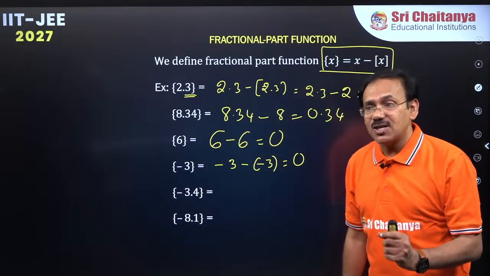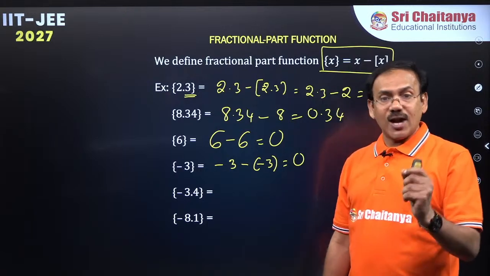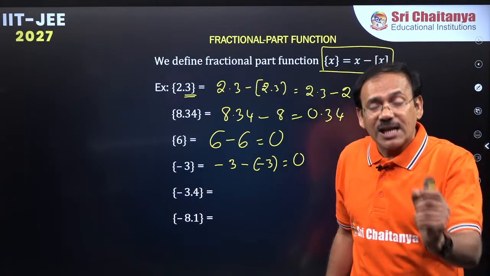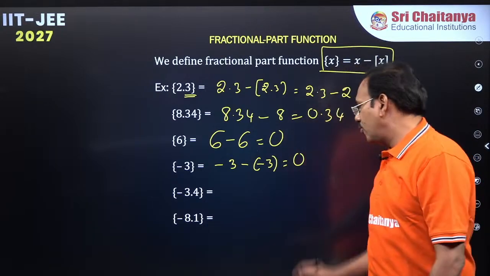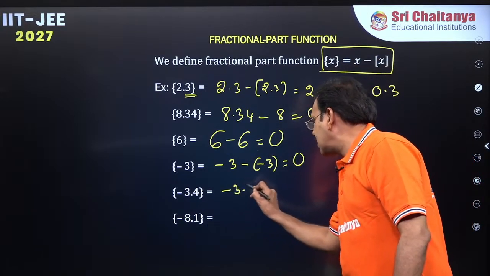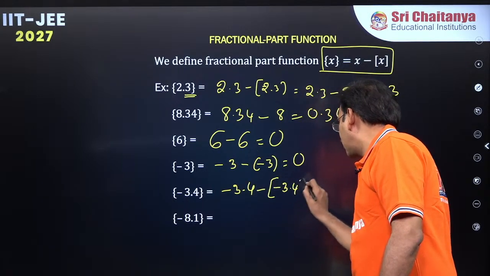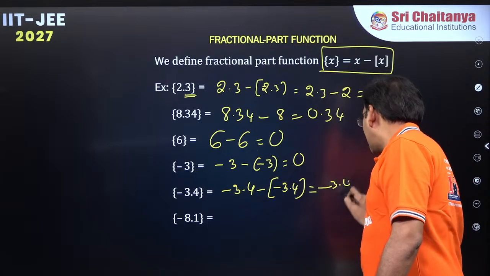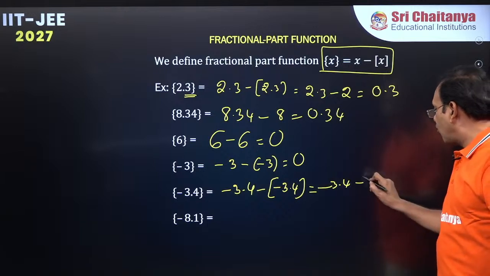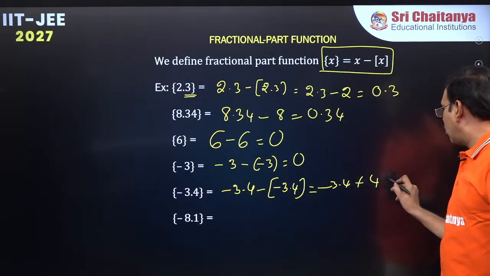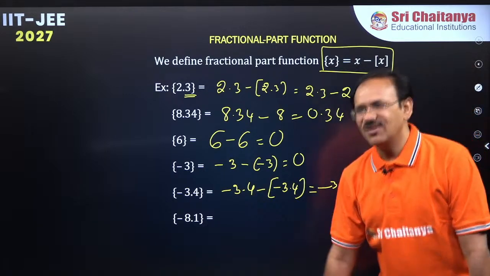Yes, this is a special case. When the step function or fractional part function of a negative non-integer is given, be careful. The value is x minus step of x, which is minus 3.4 minus step of minus 3.4. Interestingly, minus 3.4, its step is not minus 3, it is minus 4. So minus 3.4 minus (minus 4), plus 4 minus 3.4, you will get 0.6, dear students, 0.6.